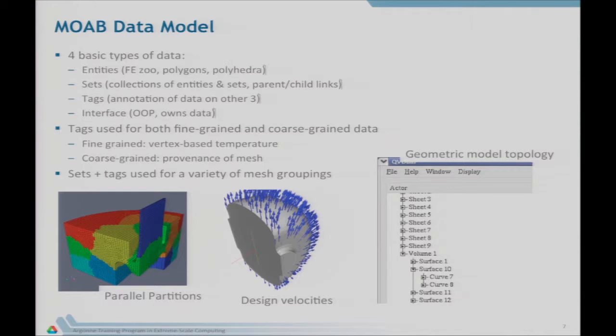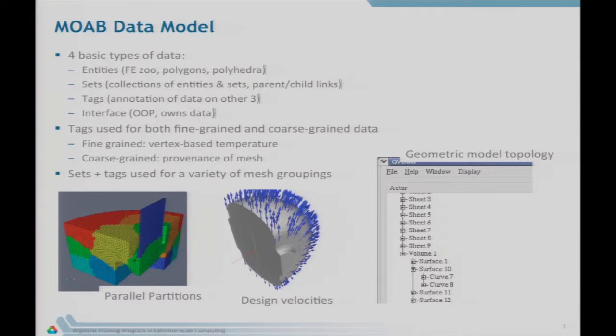In our case, entity sets have parent and child links with other sets, and those links are distinct from contains relations with other sets, and that allows you to embed a graph of sets into the mesh model, which is useful for a number of different kinds of data that often comes with meshes.